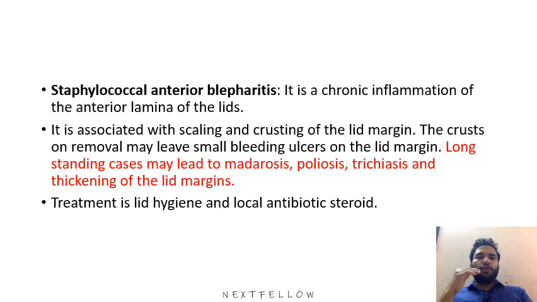Next is the staphylococcal anterior blepharitis. It's a chronic inflammation of the anterior lamina of the lids. As the name suggests, anterior blepharitis caused by staphylococcal infection. It is associated with scaling, crusting of the lid margin. The crusts on removal may lead to small bleeding ulcers on the lid margin. Long-standing cases lead to madarosis, poliosis, trichiasis, and thickening of lid margins, which we will talk about soon. And the treatment is lid hygiene and local antibiotic steroid.